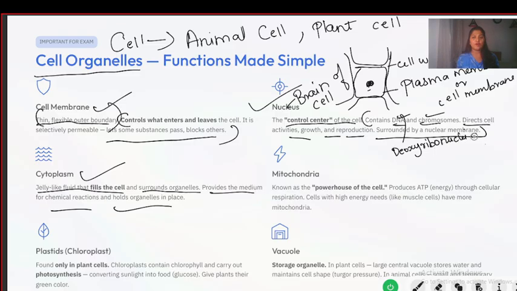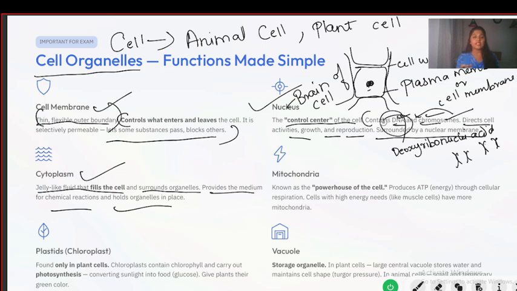Deoxyribonucleic acid. Okay, and what are chromosomes? Chromosomes are those which carry these DNA. You might have seen these structures in your class 9, class 8. So they are the chromosomes, and these carry the DNA.